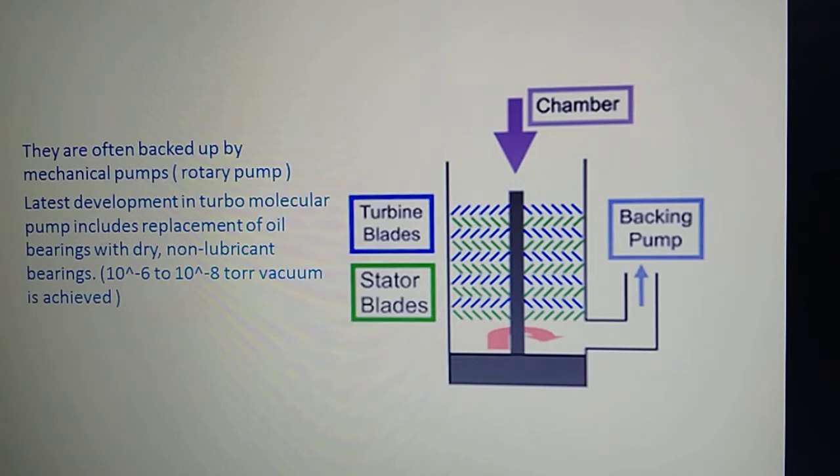The latest development in the turbomolecular pump includes the replacement of oil bearings with dry non-lubricant bearings, and the very important part is that using this kind of a turbomolecular pump we can achieve a vacuum up to the order of 10 to the power minus 6 torr to 10 to the power minus 8 torr. So this much amount of vacuum can be achieved using this turbomolecular kind of a pumps, right?